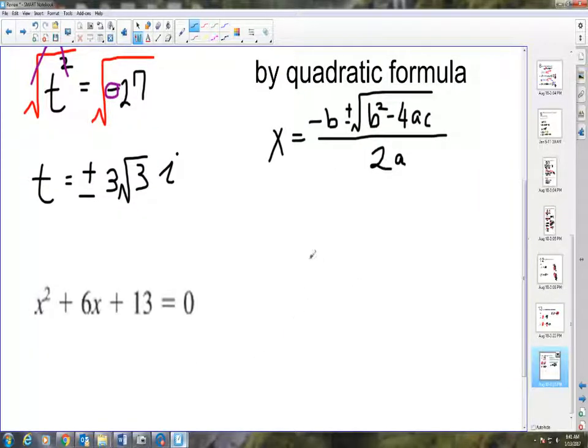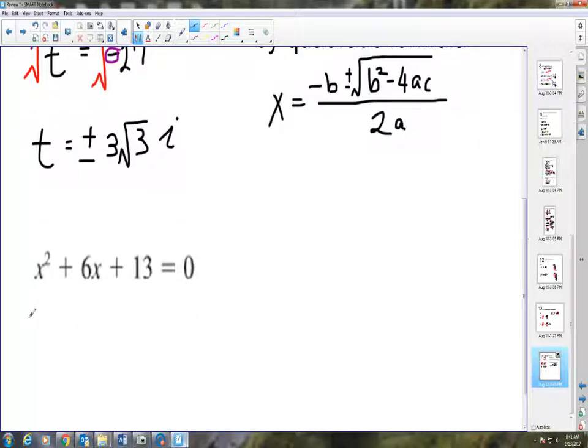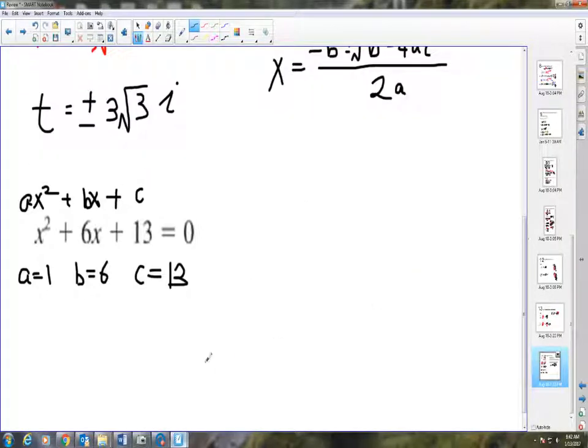Alright, so my a, b, and c are simply my coefficients. So my a is 1, right? I wrote this down for you before. The trinomial form, ax squared plus bx plus c. I don't know if y'all remember that or not. There you go. So a is 1, b is 6. Be careful now. If it's got negative here, be careful with your signs. C is 13. So this problem is not factorable, so we turn to the quadratic formula.